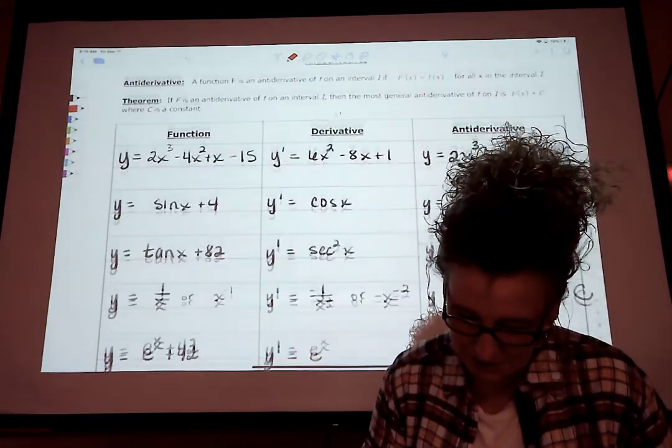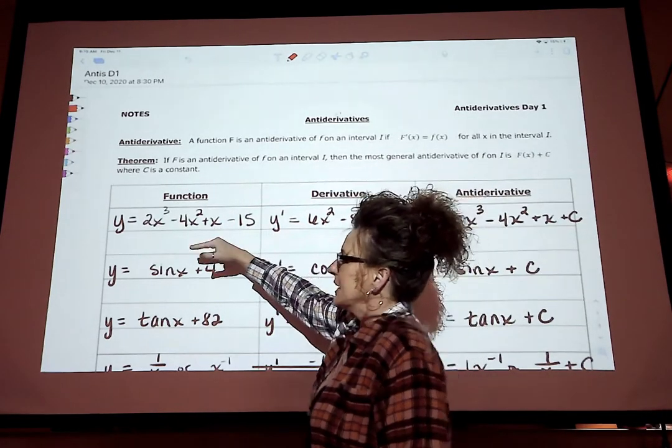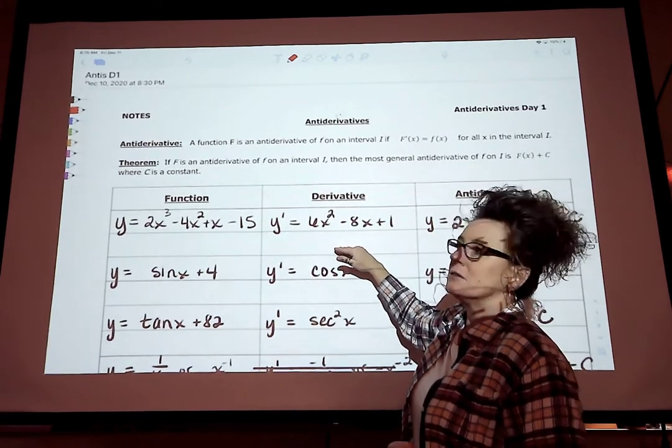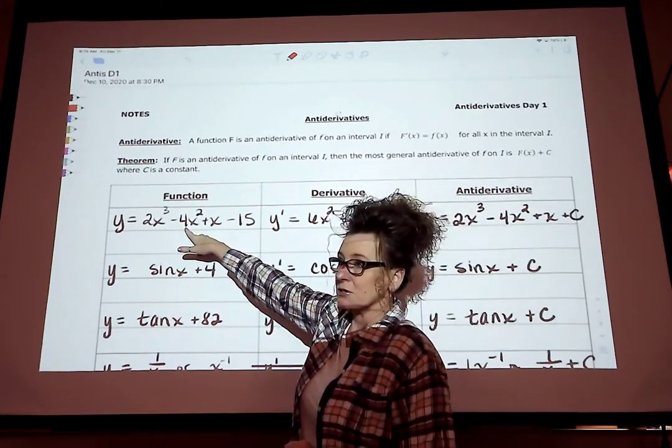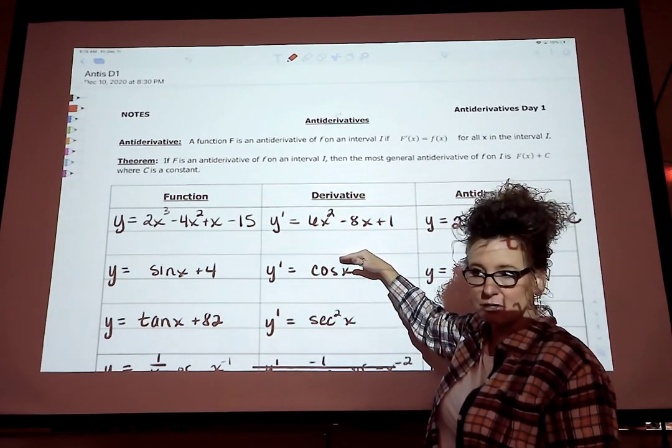Let me see if I can explain why here real quick. When you have a function, its domain carries over into its derivative. So, domain is all real numbers. Carry it over into its derivative. The domain is all real numbers.